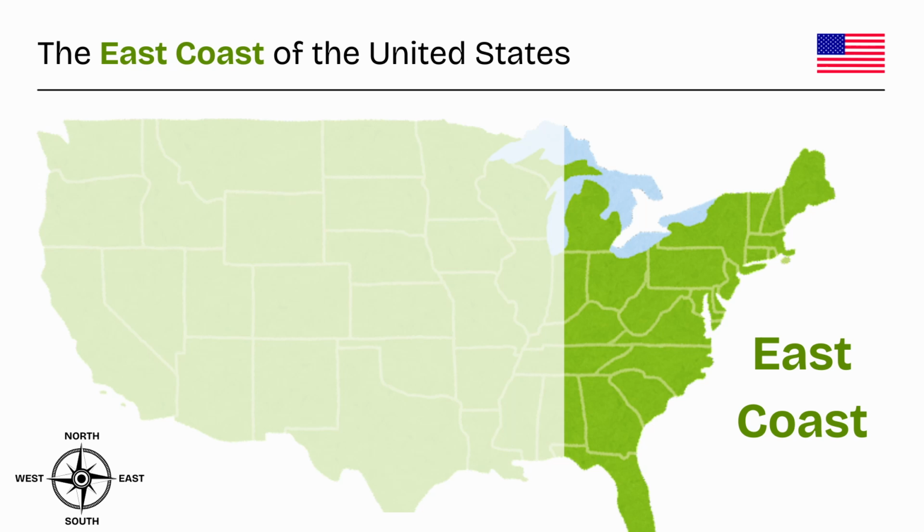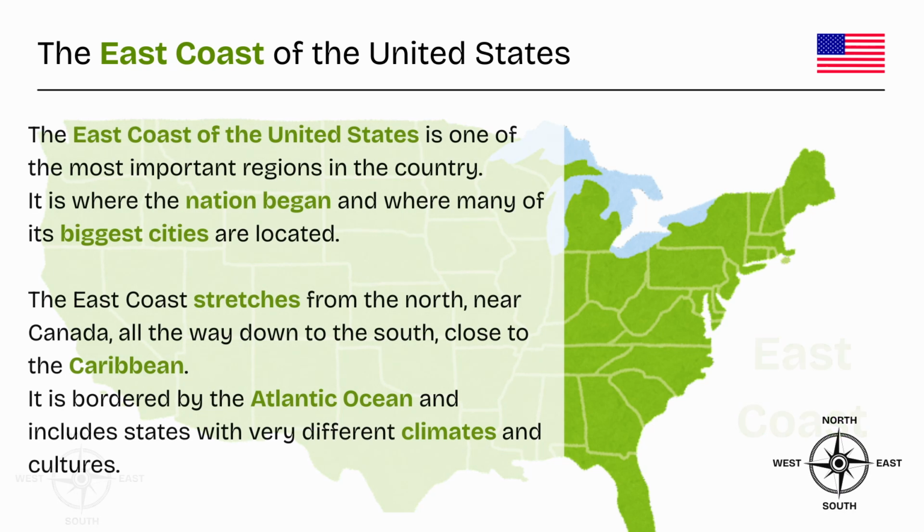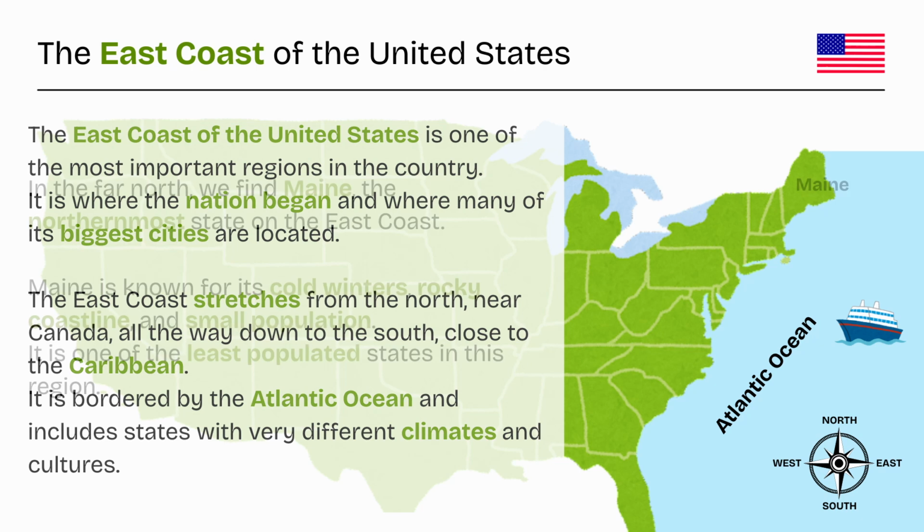Let's begin with our first text, the East Coast of the United States. The East Coast of the United States is one of the most important regions in the country. It is where the nation began and where many of its biggest cities are located. The East Coast stretches from the north, near Canada, all the way down to the south, close to the Caribbean. It is bordered by the Atlantic Ocean and includes states with very different climates and cultures.